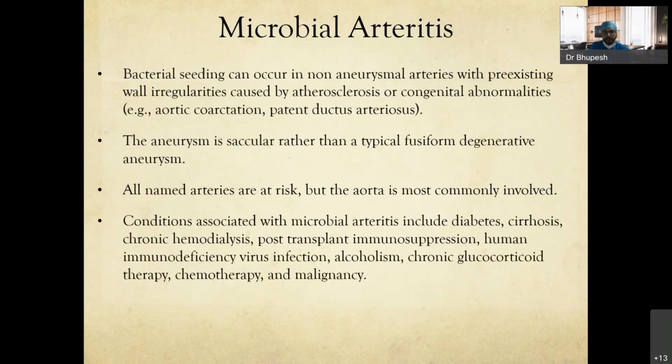Now coming to the first one in detail, the microbial arteritis. The bacterial seeding can occur in non-aneurysmal arteries with a pre-existing wall irregularity caused by atherosclerosis or congenital abnormalities, for example aortic coarctation, patent ductus arteriosus. The aneurysm is saccular rather than a typical fusiform degenerative aneurysm. All arteries are at risk, but the aorta is the most commonly involved because atherosclerosis involvement is more common in the aorta.